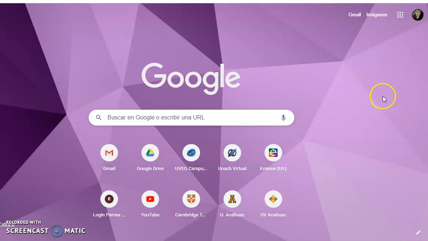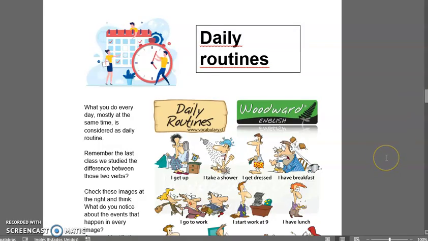This topic is truly interesting, and I know that some of you, or maybe all of you, have already been in touch with this topic. The topic for this week is daily routine. So, what do we do on a regular basis, on a daily basis, every single day, that we can consider a daily routine? Well, whatever we do every single day, mostly at the same time, is considered daily routine.